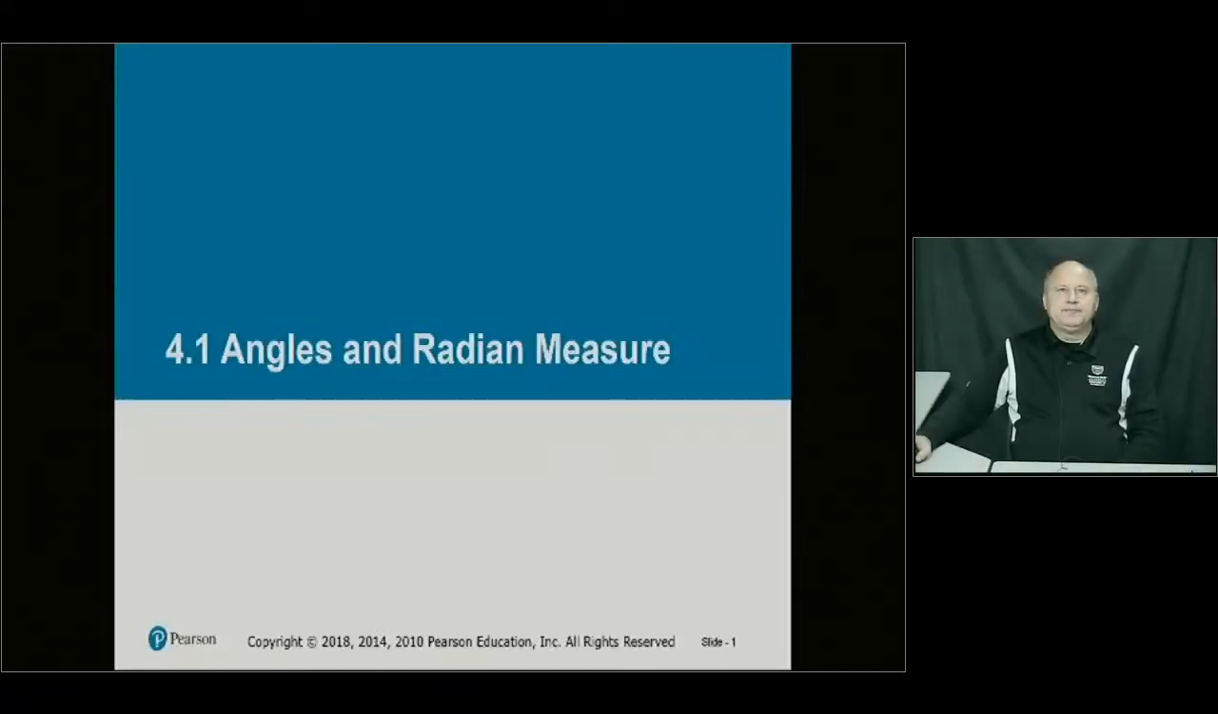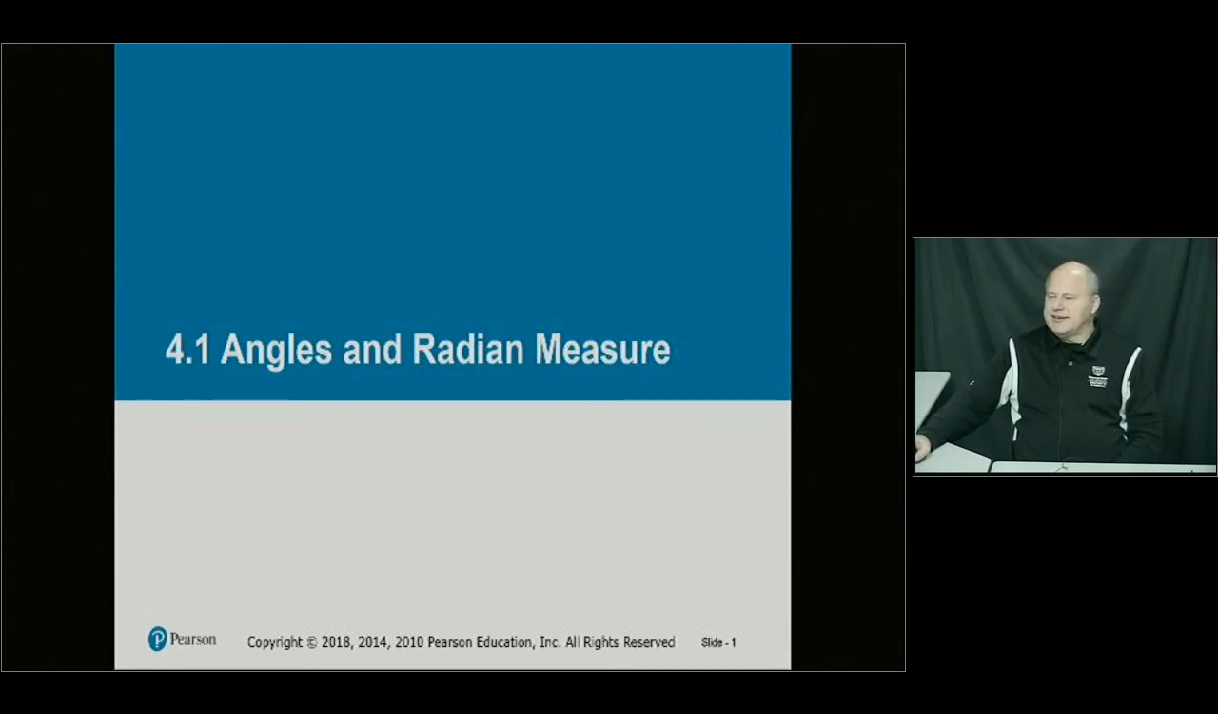Hello, we are here in Chapter 4, Section 1, Angles and Radian Measure. This is typically our first real section in Math 137, which will be one of our midterm classes that we start with Math 138. So this is 4.1, angles and radian measures.